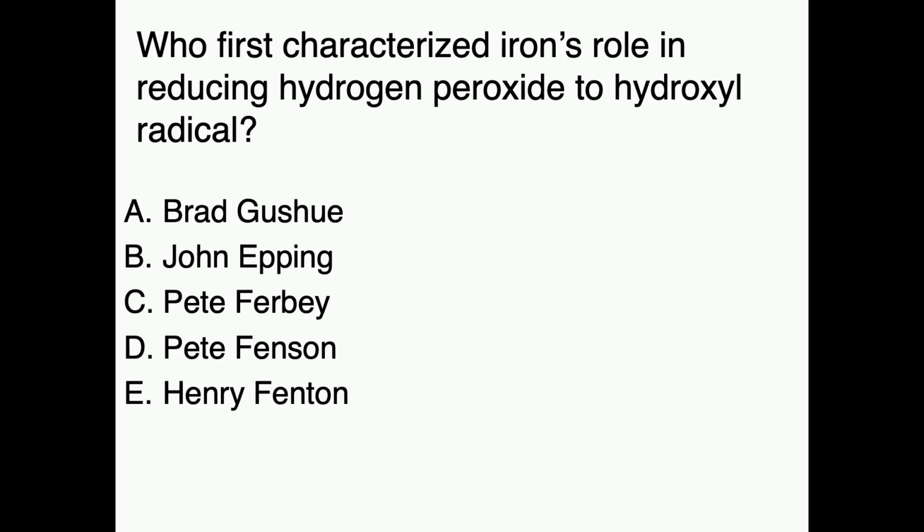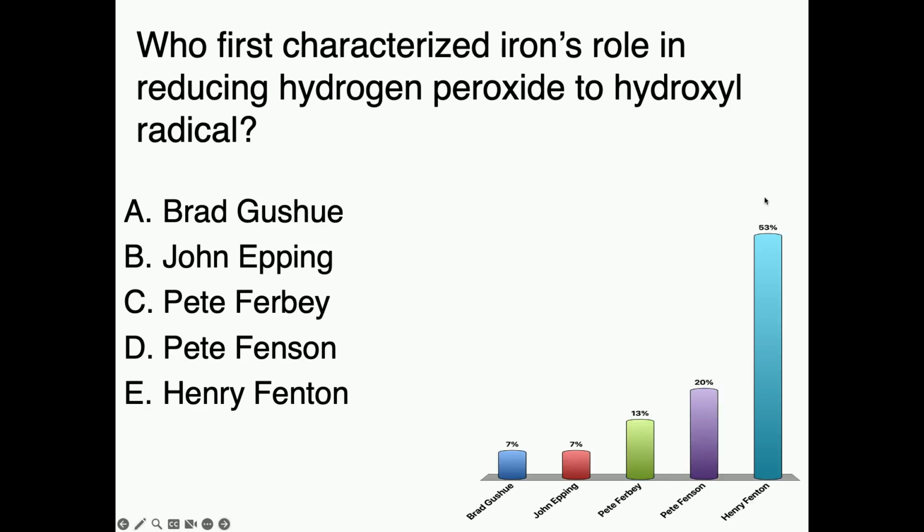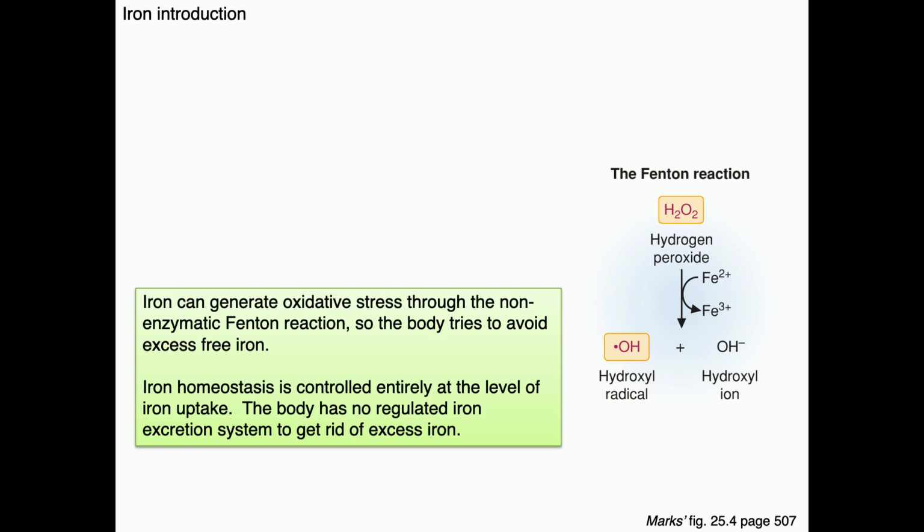Okay. Critical question of the day. Henry Fenton was the one who first characterized the generation of hydroxyl radical from hydrogen peroxide, and that reaction bears his name to this day. So the Fenton reaction is really why we make such a big deal within our body about iron homeostasis.